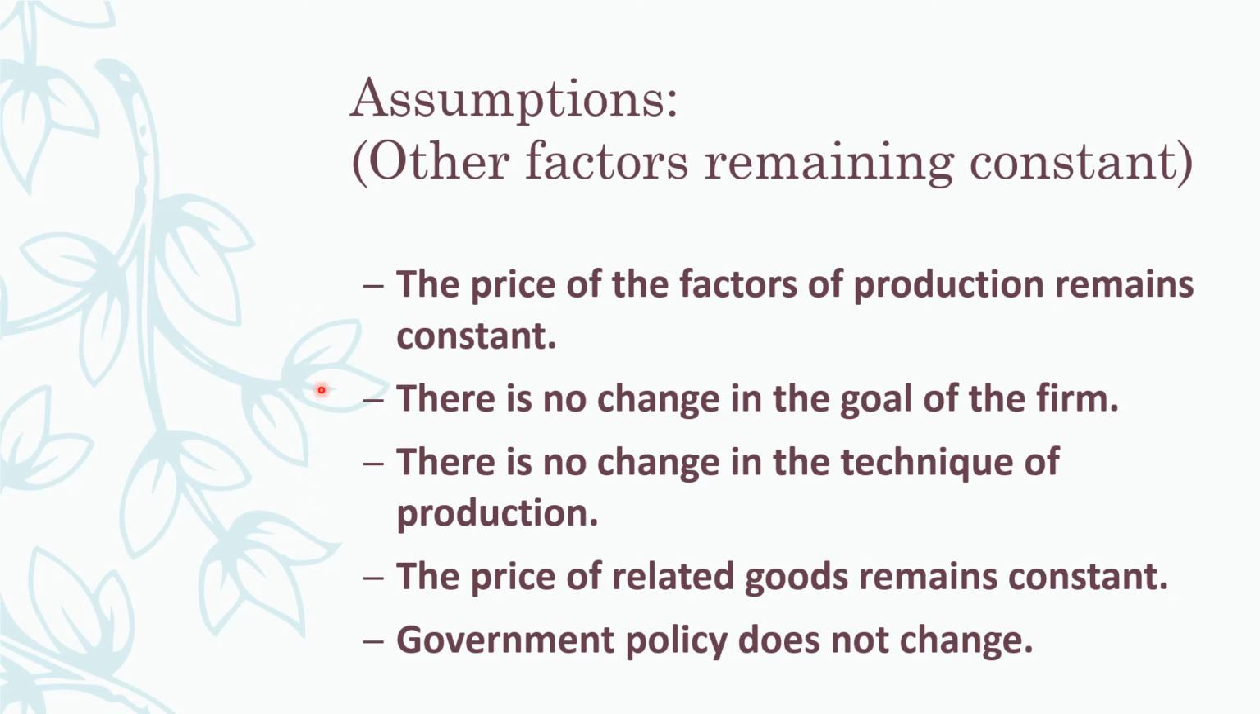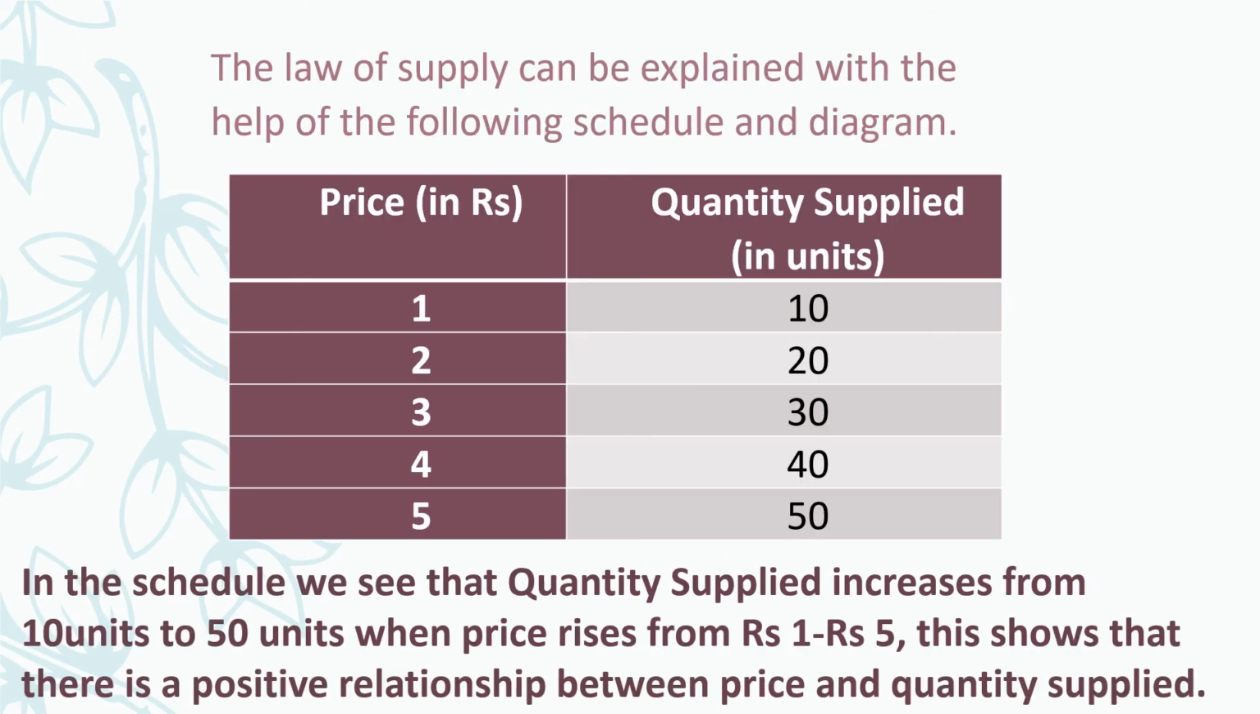If these factors change, then the law will not hold good. It will not hold good that when price rises, supply rises, or when price falls, supply falls, if these factors change. So, for our law to hold good or to be true, all the other factors other than price are assumed to be constant. Let us now move on to studying the schedule or the table.